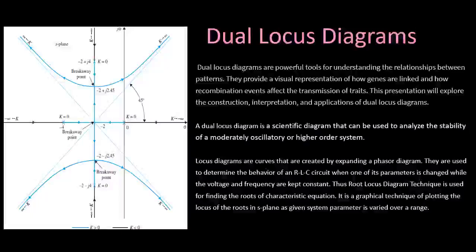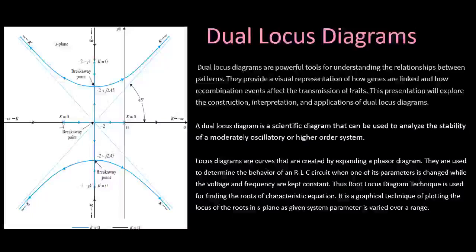The locus diagrams are curves that are created by expanding a phasor diagram. We all know what the phasor diagram is. The phasor diagram shows the relationship between the two parameters. In our subject, for example, it will show the relationship between voltage and the current. They are used to determine the behavior of an RLC circuit when one of its parameters is changed while the voltage and frequency are kept constant. These voltage and frequency are kept constant in these locus diagrams of dual nature. The frequency of the voltage is also kept constant.